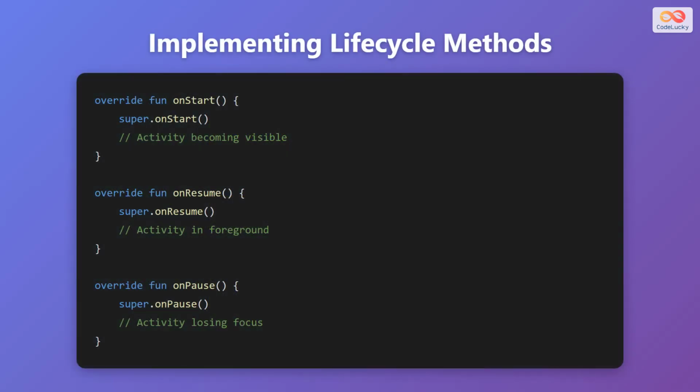Here's how you implement lifecycle methods in Kotlin. Each method follows the same pattern. You use the override fun keyword, followed by the method name. For onStart, you first call super.onStart to ensure the parent class behavior executes. Then you add your custom code, like preparing resources when the activity becomes visible. For onResume, you again call super.onResume first, then add code that should run when the activity is in the foreground and interactive. For onPause, you call super.onPause, then add code to pause ongoing operations. Remember, always call the super version of each lifecycle method. This ensures the Android framework can properly manage your activity's lifecycle.